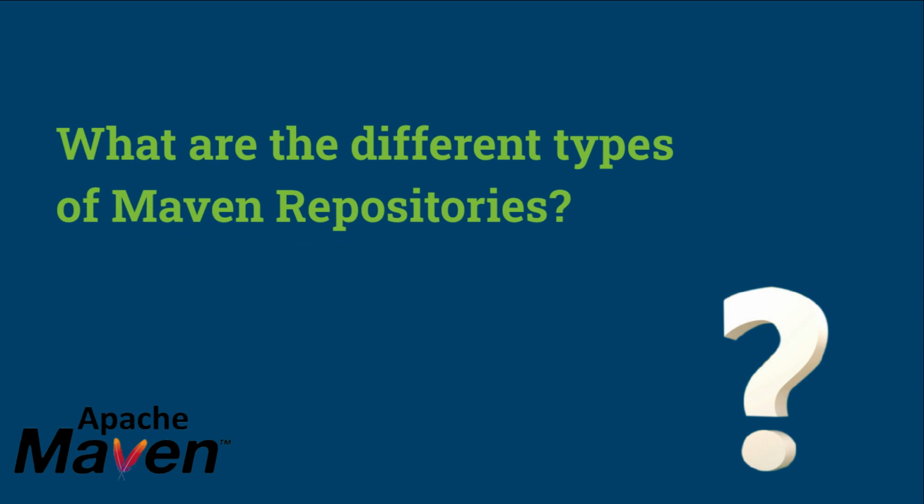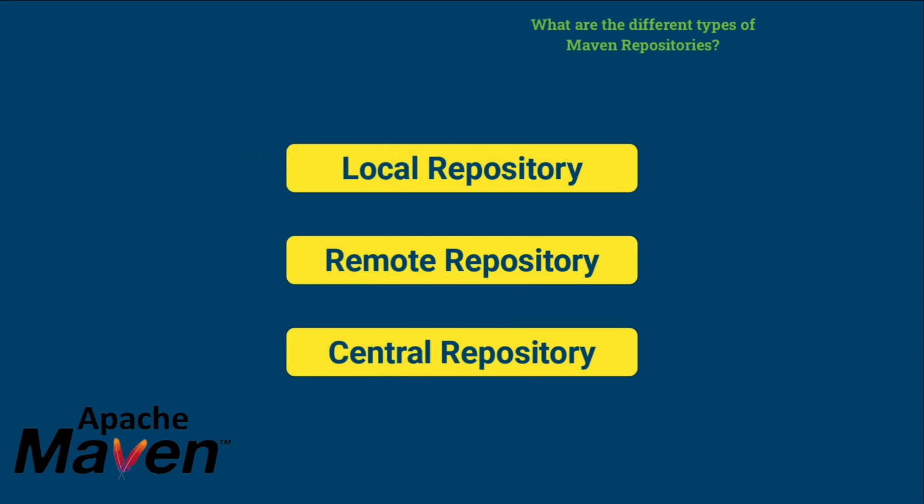Second question, what are the different types of Maven repositories? There are 3 types of Maven repositories. 1. Local repository. Local repository refers to the machine of the developer where all the project material is saved. The local repository contains all the dependency jars.